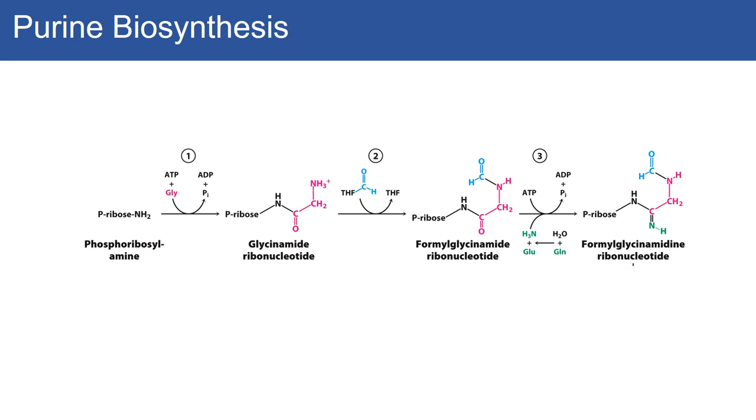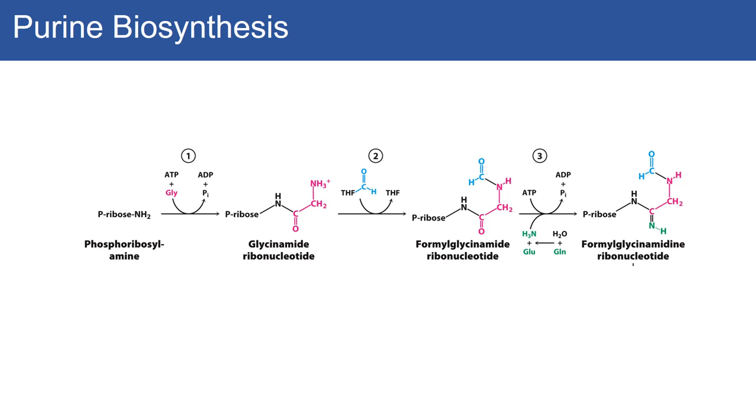In step 1, glycine is going to be coupled to the amino group of the phosphoribosylamine. Second step, we're going to take N10 formyl tetrahydrofolate, which is abbreviated THF, and we're going to transfer a formyl group to the amino group of the glycine residue. So we're basically starting to build up this reaction.